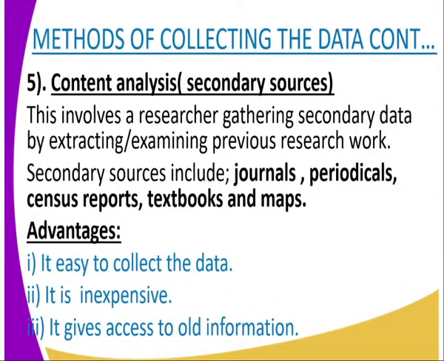We take the fifth method, that is content analysis. It is the secondary sources. All the secondary sources are placed in content analysis. This involves gathering secondary data by examining previous research work, by people who have conducted research similar to yours. You get it from books, journals, periodicals, census reports, textbooks, maps.